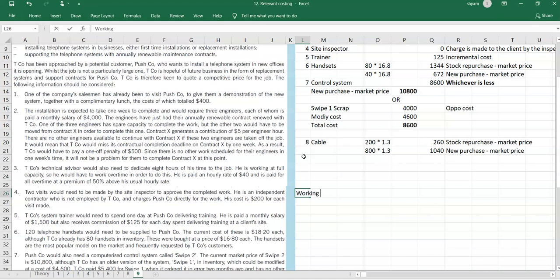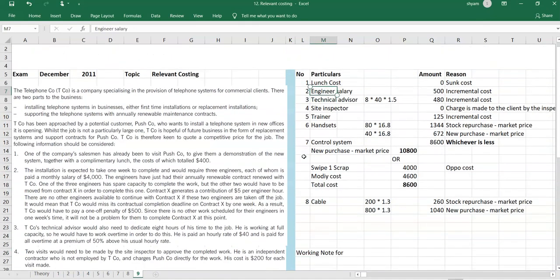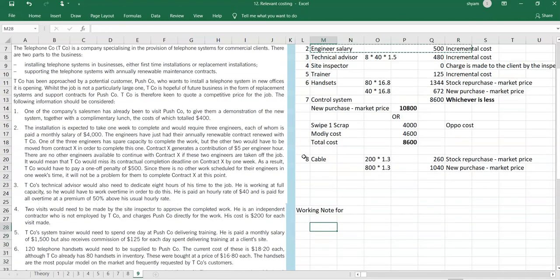So working note for engineer salary. Okay, engineer salary. So opportunity lost by not attending. Okay, should we take it?